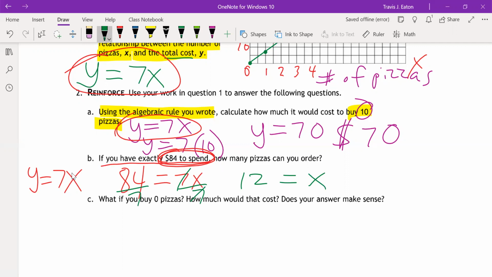So that means, what is x? X is the number of pizzas. So we can order 12 pizzas with $84. And if you want to check to make sure that's right, well, then you go, okay, 12 times 7 is 84. Yep, we're good.